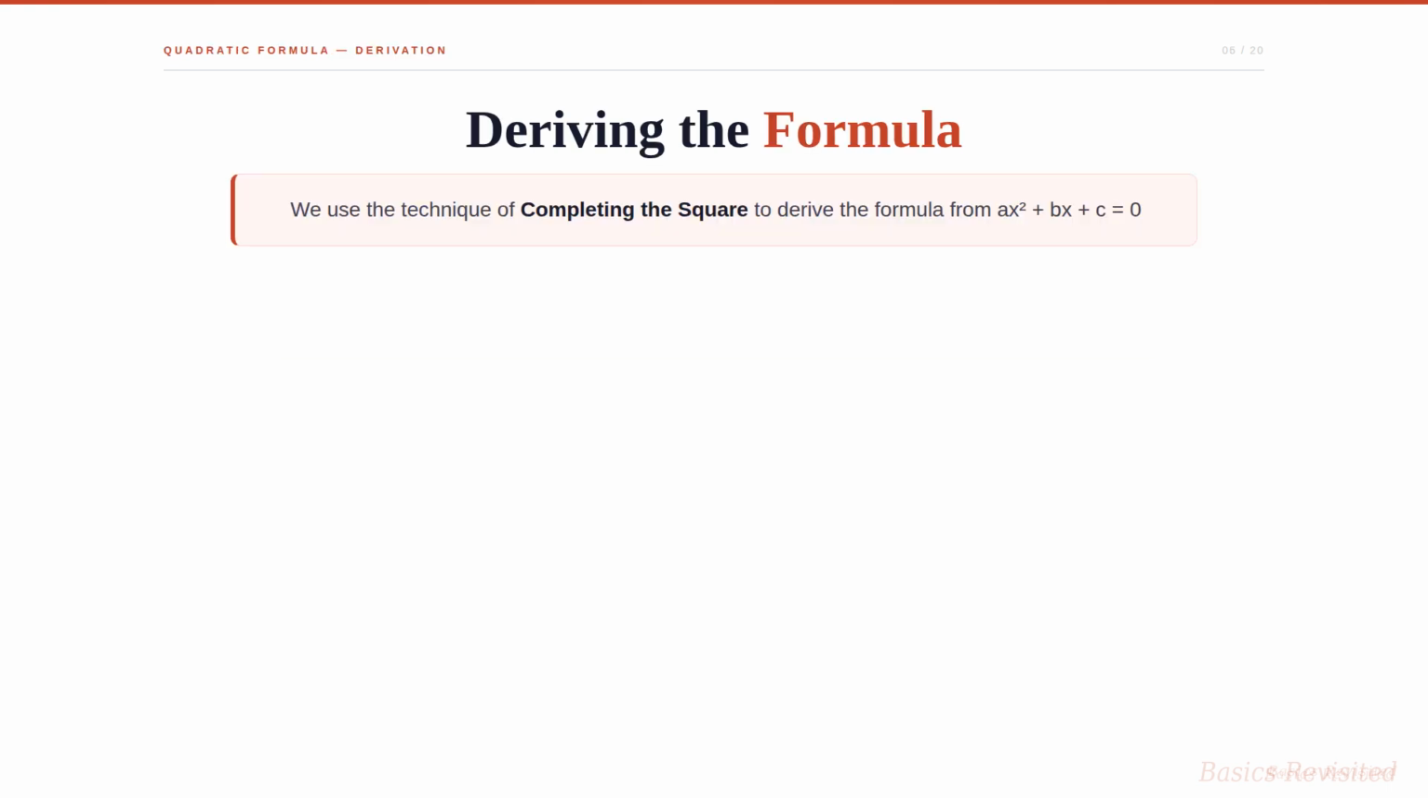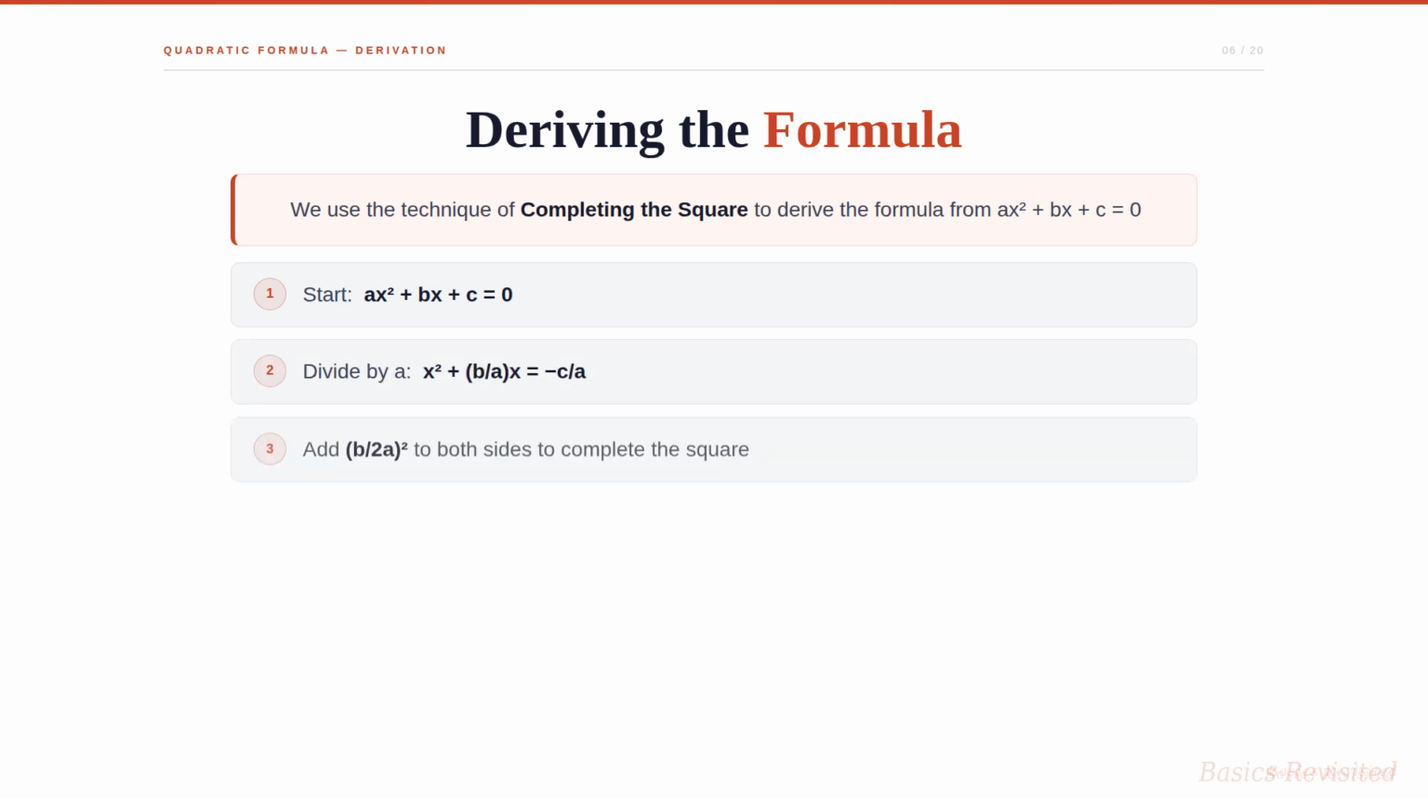We now derive the quadratic formula using the technique of completing the square. Watch each step carefully. Step 1. Start with ax squared plus bx plus c equals 0. Step 2. Divide the entire equation by a. We get x squared plus b over a times x equals minus c over a. Step 3. Add b over 2a whole squared to both sides. This completes the square on the left side.